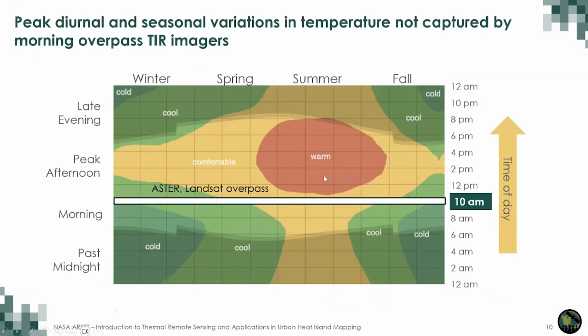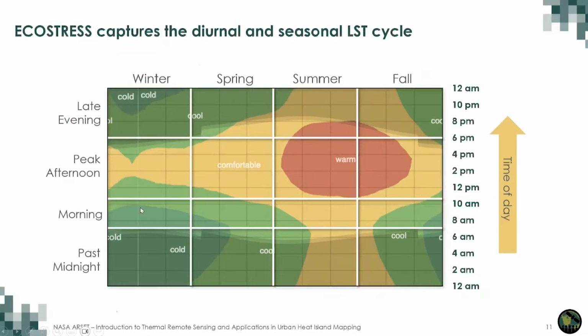And this is critical for urban heat mapping because you'll miss the maximum temperatures during a typical urban heat extreme event. If we look at ECOSTRESS, we sample across the entire full diurnal cycle and seasonal cycle, which is exactly what makes it uniquely valuable for heat stress and urban applications.